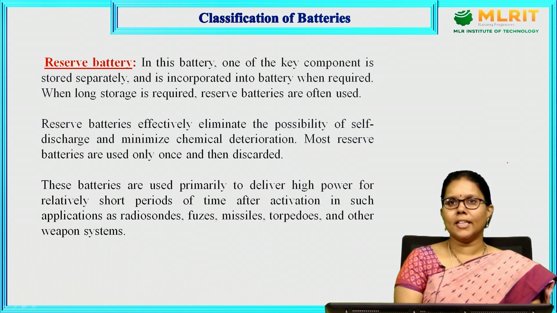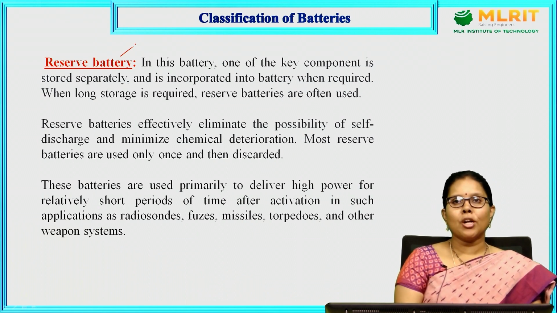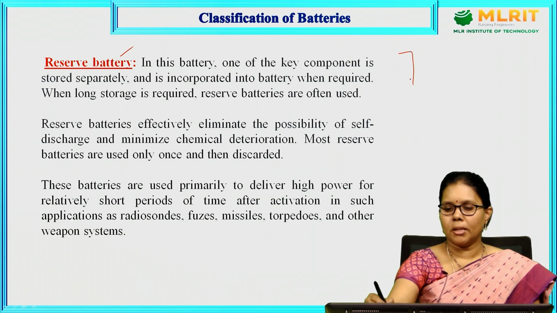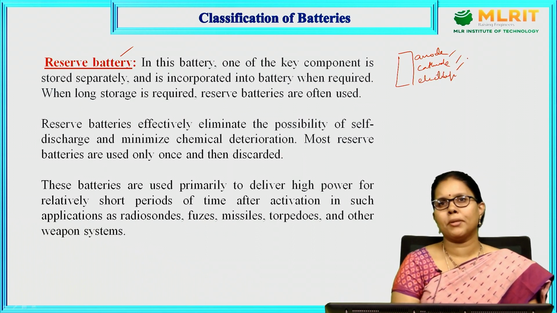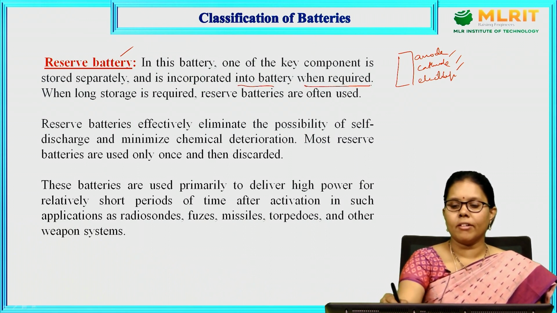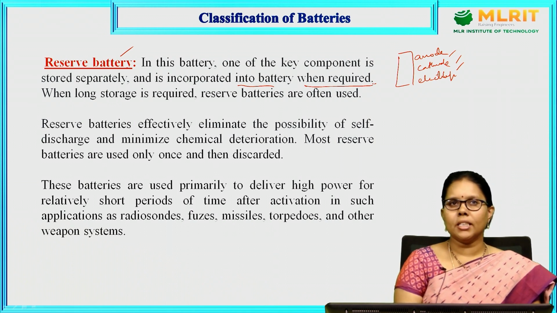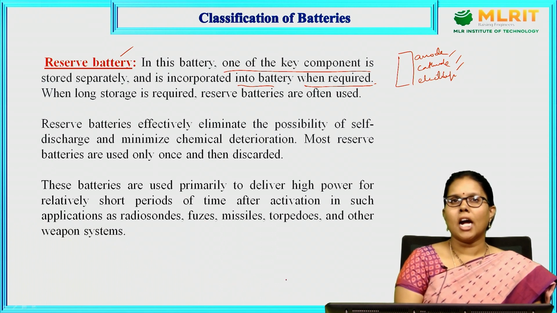Let us move to the next classification of the battery. The third one is the reserve battery. In this battery, if there is a battery of anode, cathode and electrolyte, at least one of these components should be separated from the battery and incorporated into the battery when required. In reserve batteries, one of the key components is separated and stored separately, and it is incorporated into the battery when required.